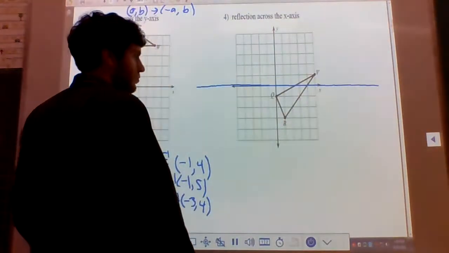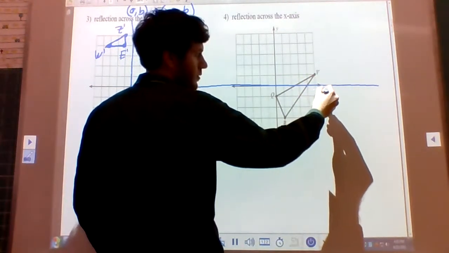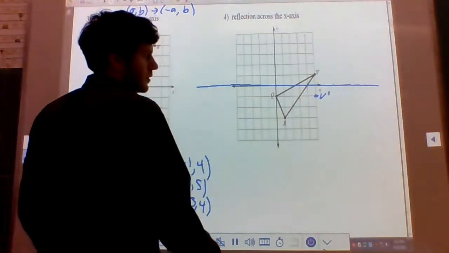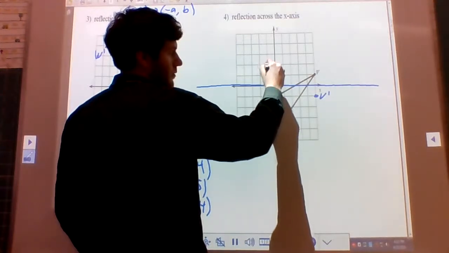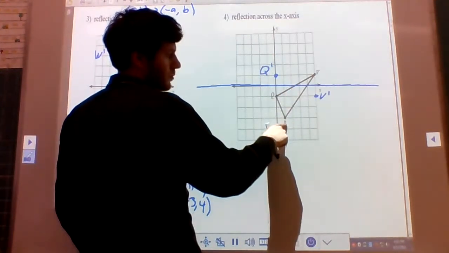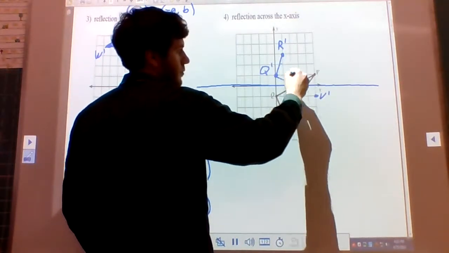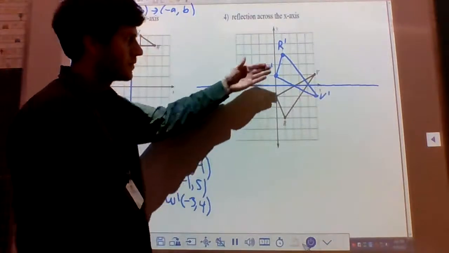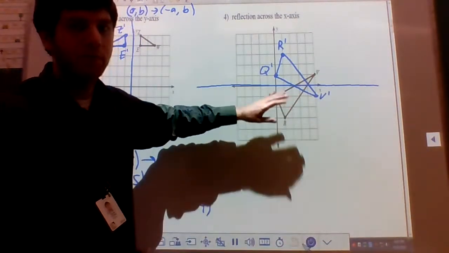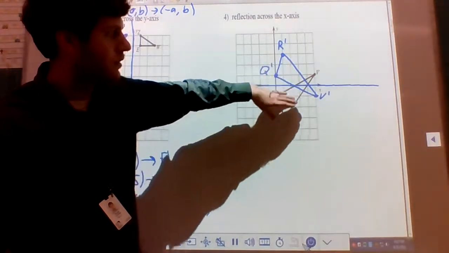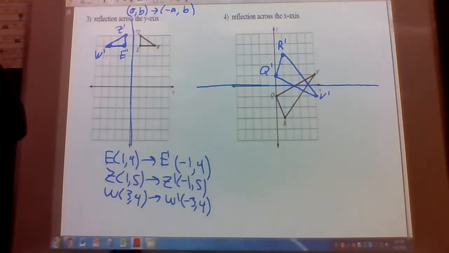Okay, so again, let's do it visually first. V is 1 above, so V prime is going to be 1 below. Q is 1 below, so Q prime is going to be 1 above. R is 3 below, so R prime is going to be 3 above. Okay, connect our points, and we can see that if we fold them over, reflect them, they're going to match up. Right? If you have a piece of paper and then you fold it in half, these lines are going to cover those lines. Okay, if we couldn't do it visually, we can use our formula.